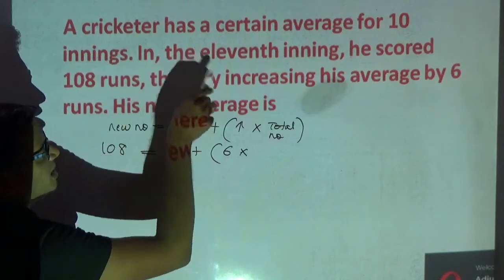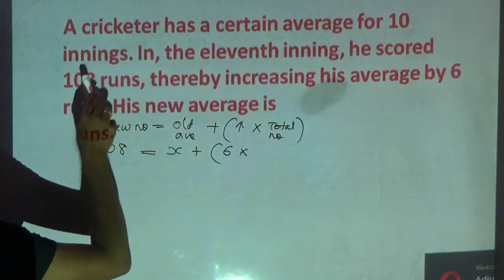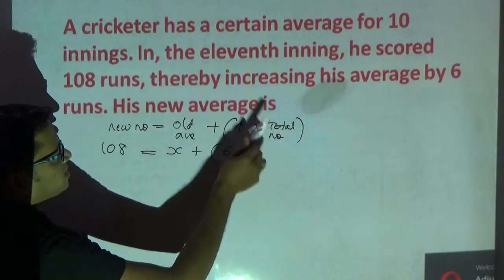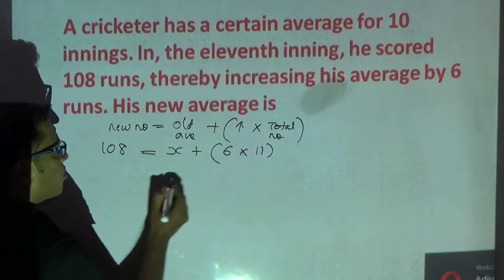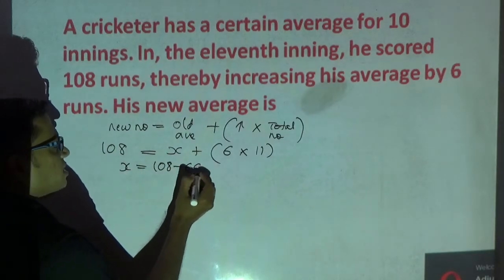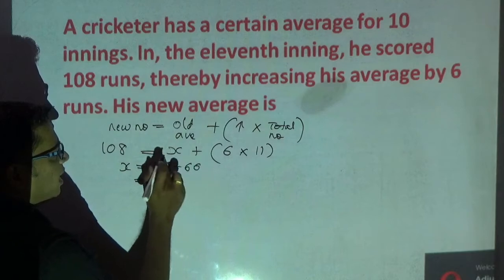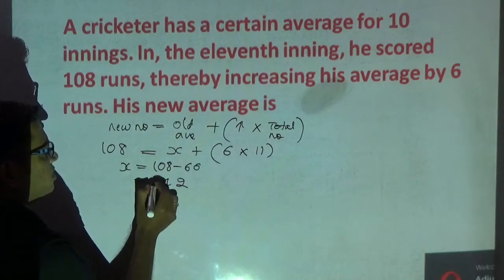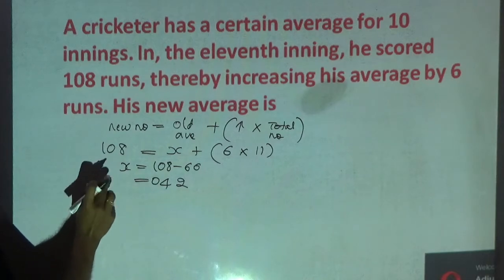Okay, one more match he played, and scored 108. Therefore the total number of matches, the new number, is 10 plus 1, which is nothing but 11. So X will be equal to what? 108 minus 66. So 8 minus 6 is 2. Here 10 minus 6 is 4. This is 0. So now what is the X?